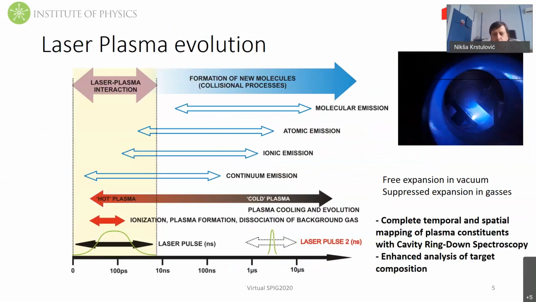Once plasma is produced, it evolves in time and space, and we want to monitor all those processes, all those stages of plasma formation. In the beginning, there is just continuum radiation, then in our spectra ions, atoms, and molecules appear, and if plasma is produced in an atmosphere of some background gases, then we can also study formation of new molecules due to collisional processes. Using cavity ring down spectroscopy, we will see that we can do complete temporal and spatial mapping of plasma constituents.